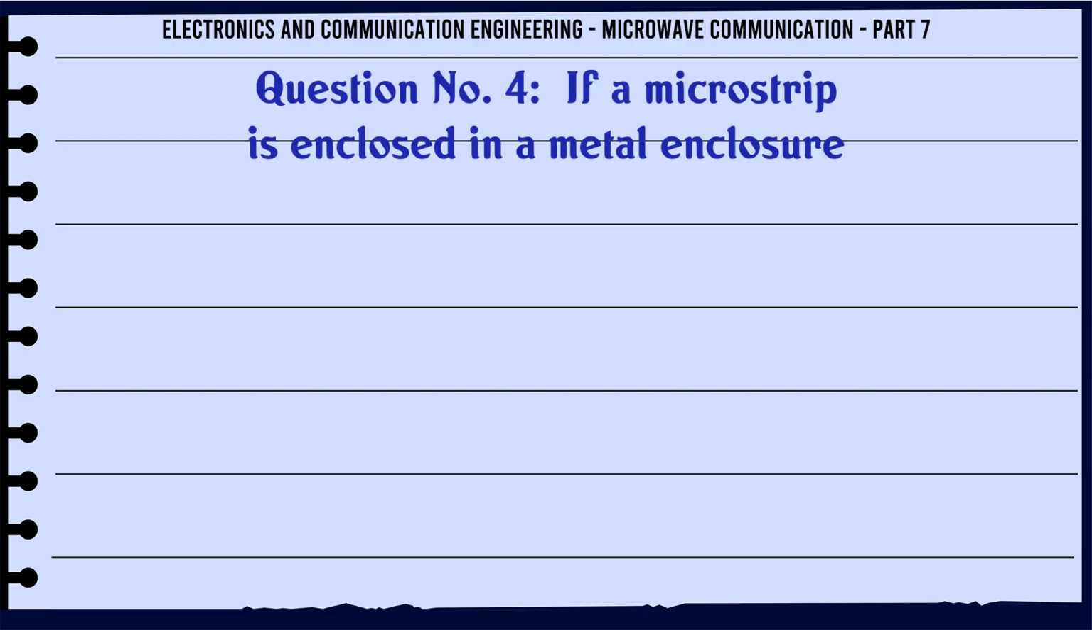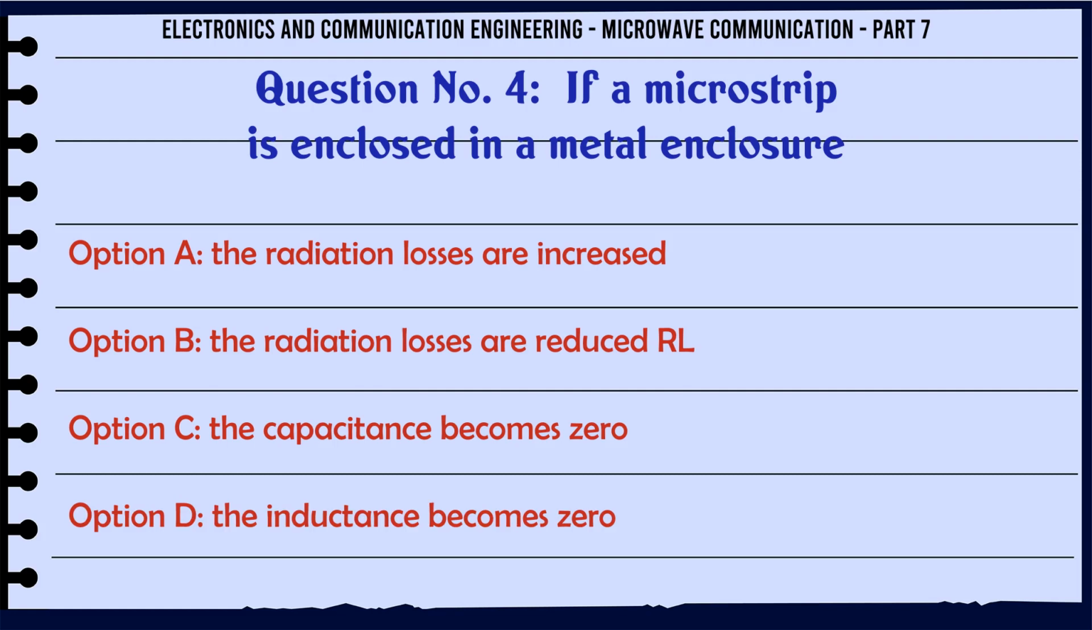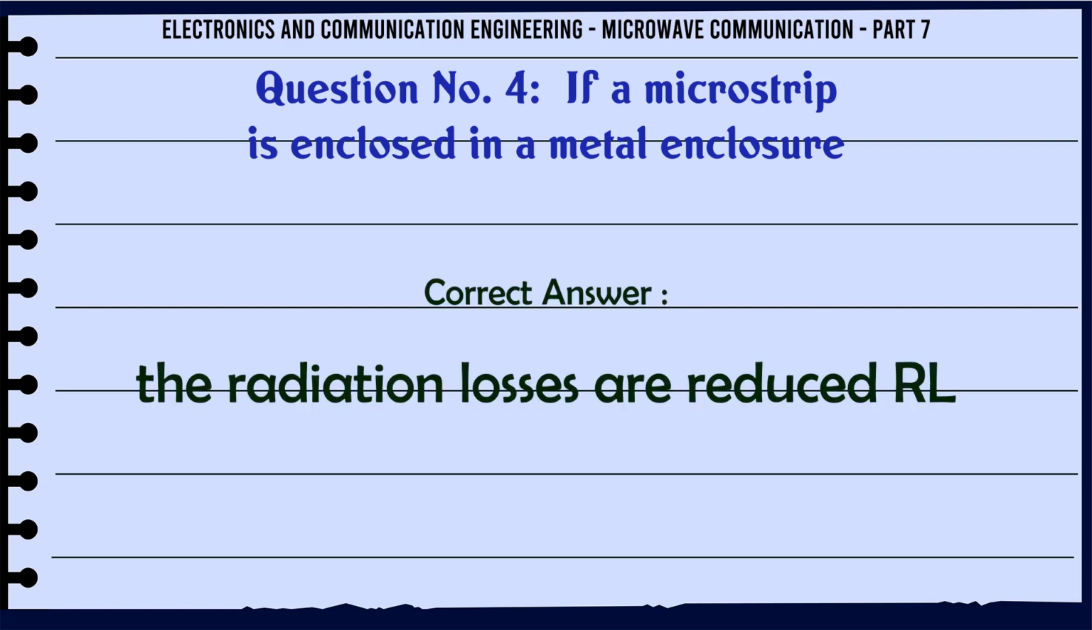If a microstrip is enclosed in a metal enclosure, A. the radiation losses are increased. B. The radiation losses are reduced. C. The capacitance becomes 0. D. The inductance becomes 0. The correct answer is the radiation losses are reduced.